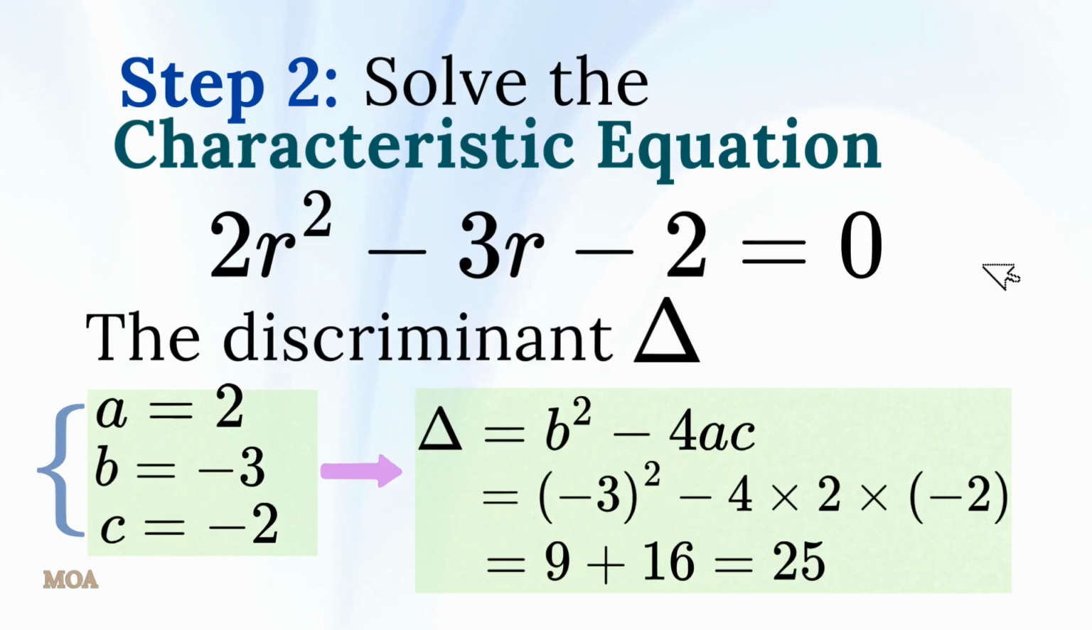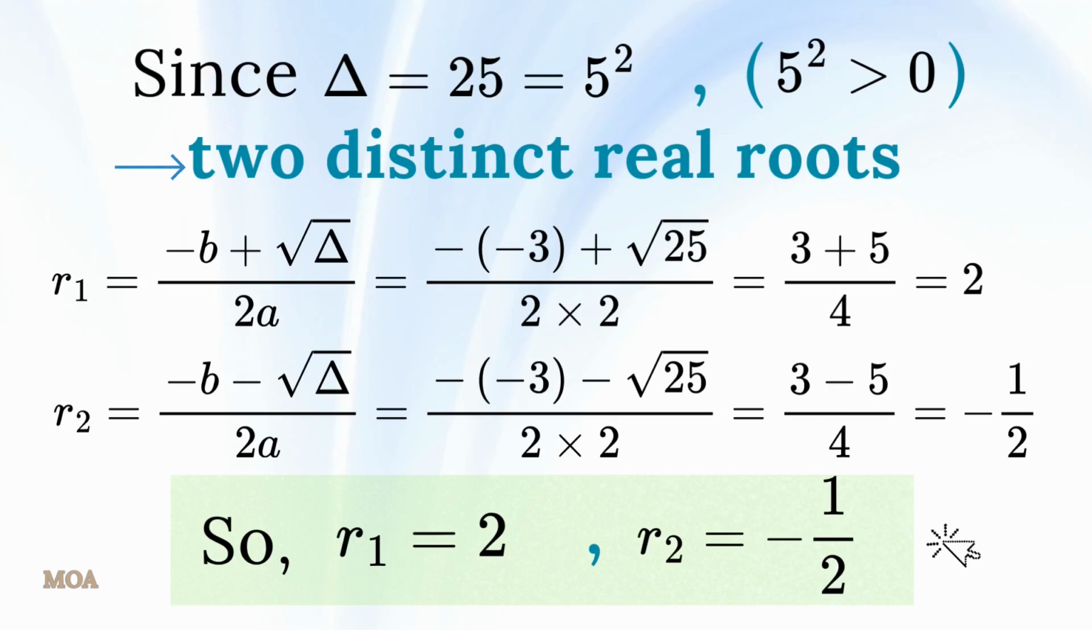The discriminant delta is b squared minus 4 times a times c, which equals 9 plus 16, giving delta equals 25. Since delta is positive, we have 2 distinct real roots. Applying the quadratic formula, r equals negative b plus or minus the square root of delta all over 2a. This gives r sub 1 equals the quantity 3 plus the square root of 25 all over 4.